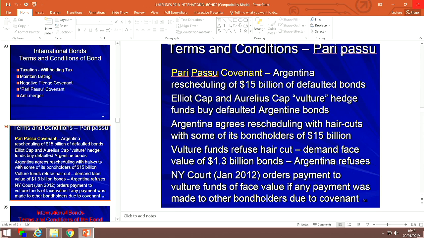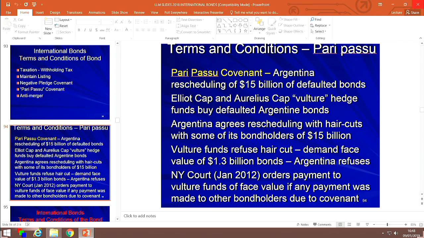Aurelius Capital and Elliott Capital immediately went to the New York courts and demanded that the funds so paid by Argentina should be frozen in the bank accounts into which they were paid, because they were made in breach of the pari passu covenant, the standard pari passu covenant contained in the Argentina bonds. And the New York court said that's absolutely right.